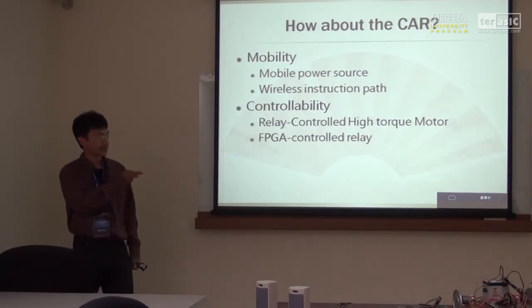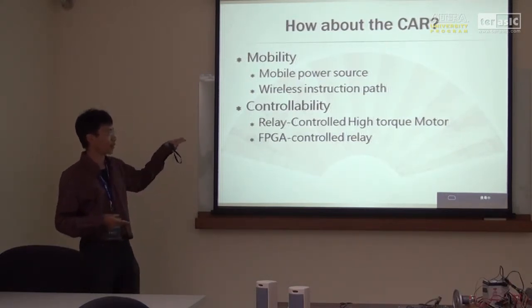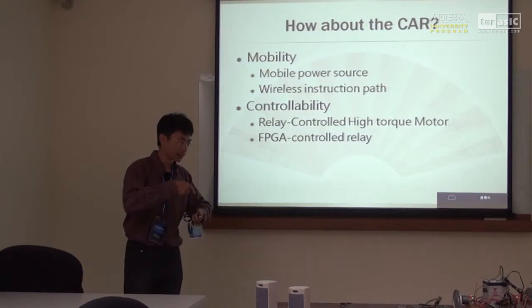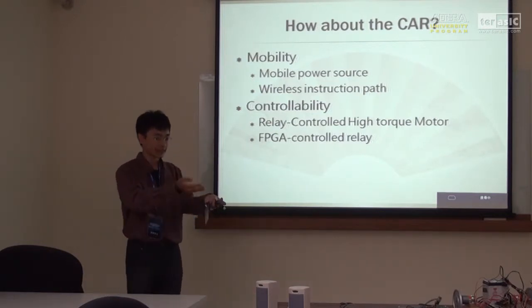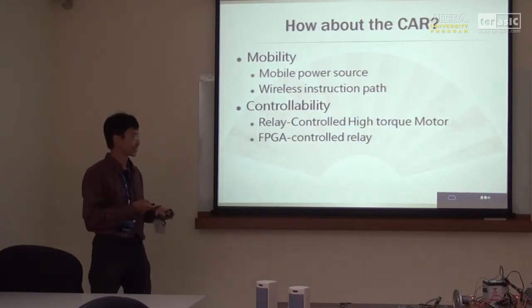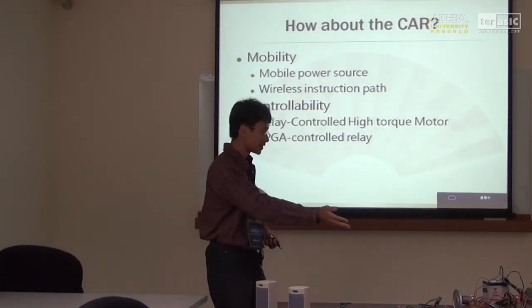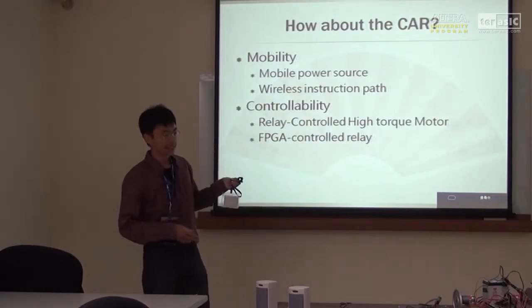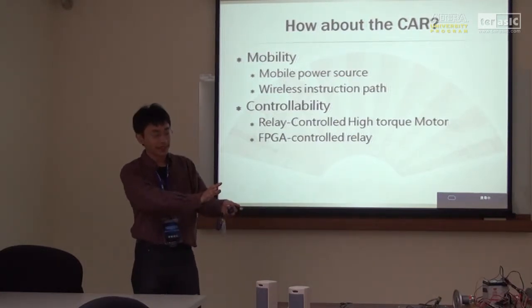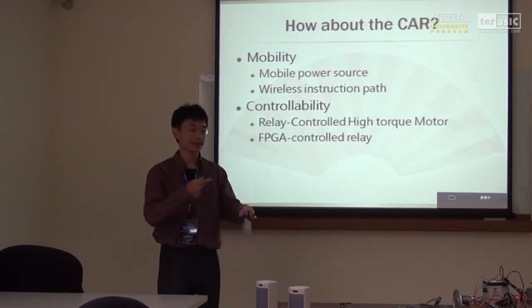We have this mobile power source, this battery, and a wireless instruction pass. So we can send the instruction through the wireless. We don't have to connect something to that car, and we can control that. And secondly, controllability. On this machine, we put some relays, and the FPGA controls the relays, and the relays control current. Then the current controls the motors, and it can make some moves. Okay.